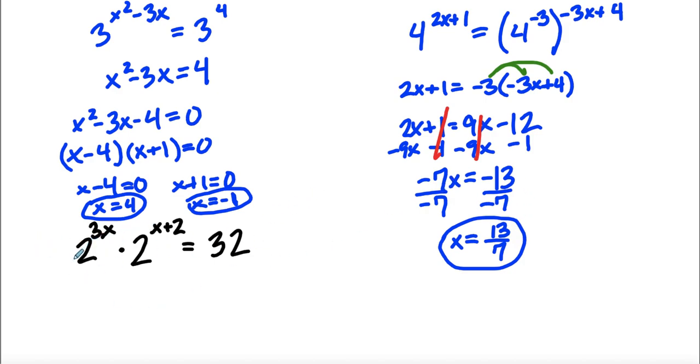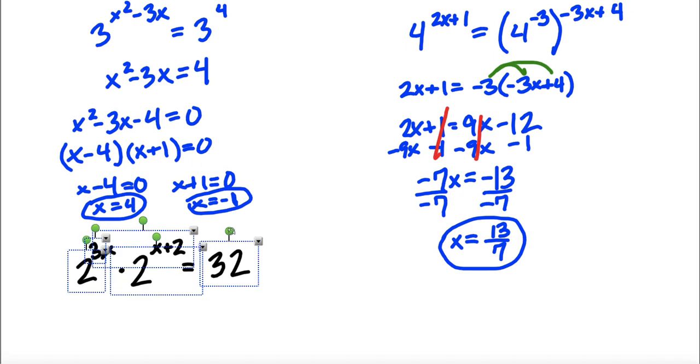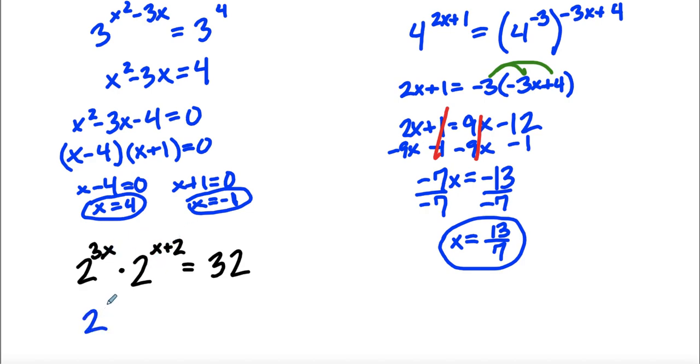Okay, last one. Look down here. Let's move this down just a little bit. We've got a new problem here: 2 to the 3x times 2 to the x plus 2 equals 32. Well, there's an exponent property here. When you have the same base multiplied, and you see the base again, there's no parentheses anymore, we're going to add these exponents. So I'm going to say 2 to the 3x plus x plus 2 equals 32.